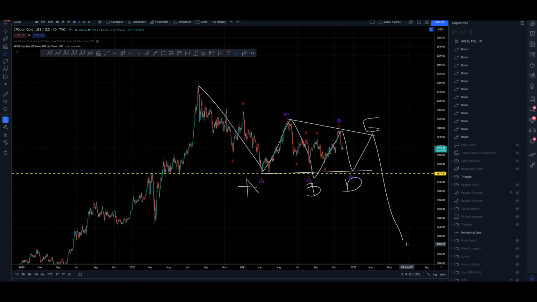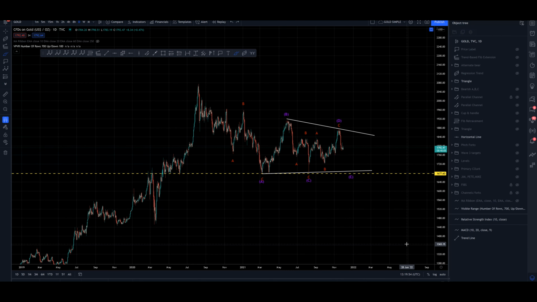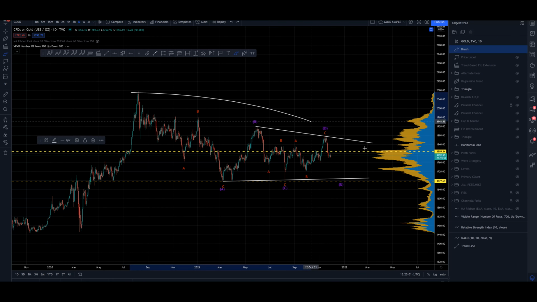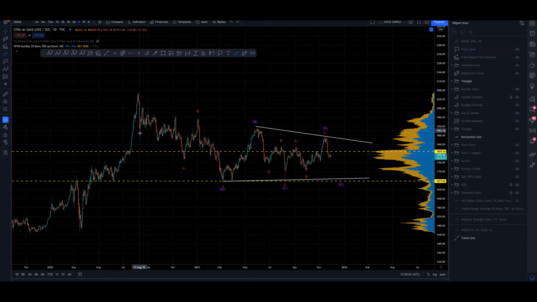Right, so there you go. The alternative is triangles all round, essentially bearish or bullish. So this is the bullish interpretation, that this whole thing's a triangle.